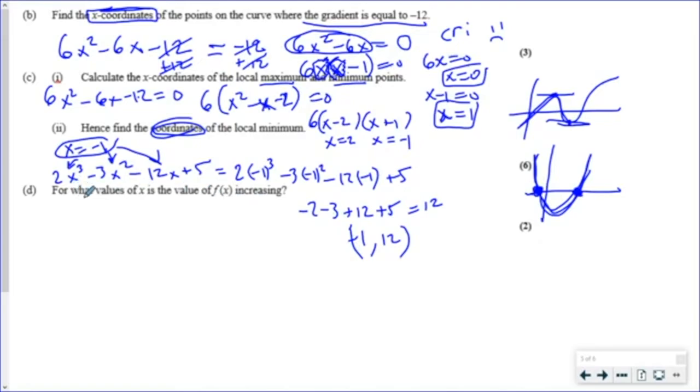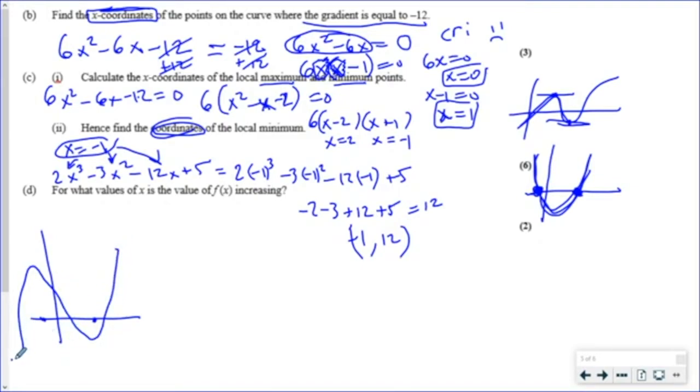For what values of x is the value of f of x increasing? So here, this is a trick question. If your graph goes like this, we had negative 1 here, 2 here. We know that it's a maximum here. That's at what, 12? And it's a minimum here. That. For what values is it increasing?